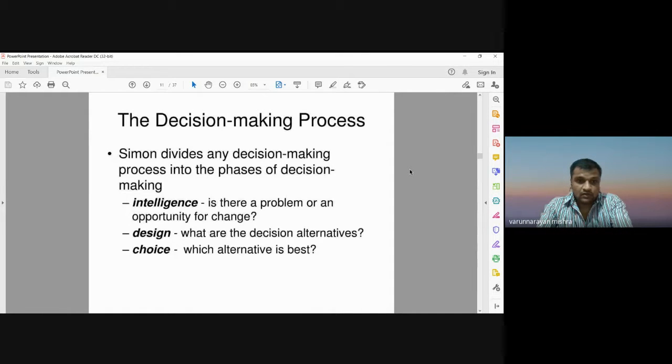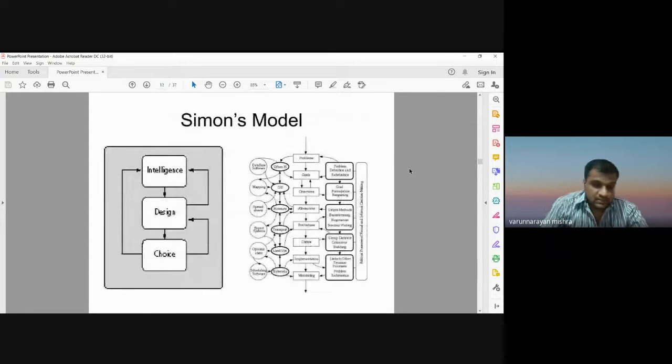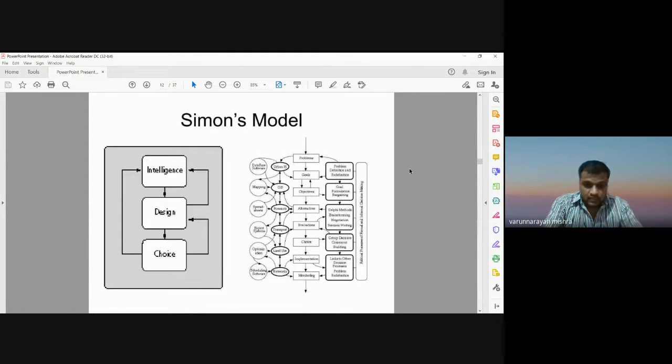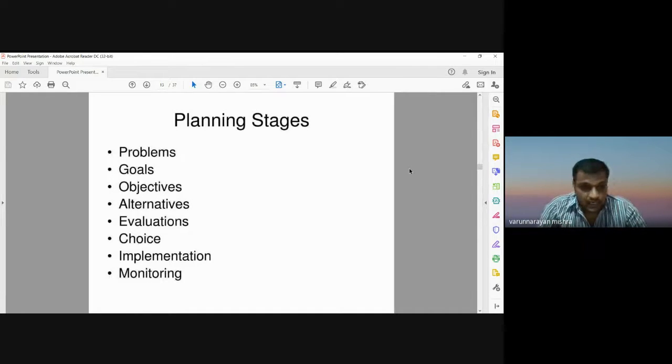This is Simon's model because Simon developed the term decision support system. He also introduced a decision making process that includes intelligence, design, and choice. These three steps are very useful for making any decision. It has multiple stages, and at the second level you can have further stages: the problem, goal, objective, alternative, evaluation, choice, implementation, and monitoring.